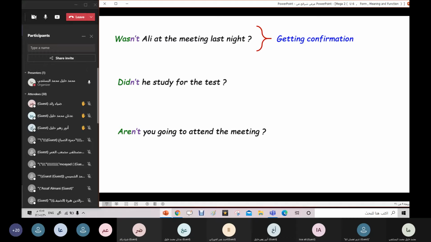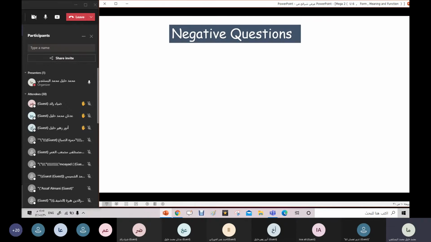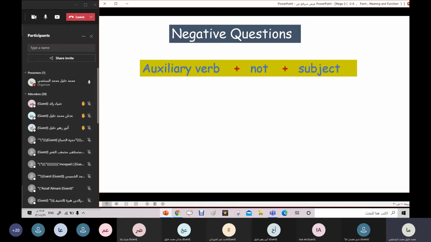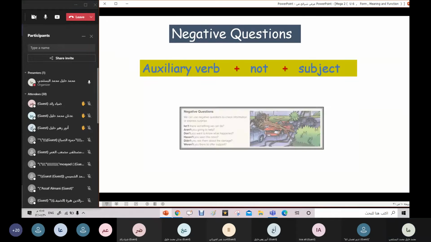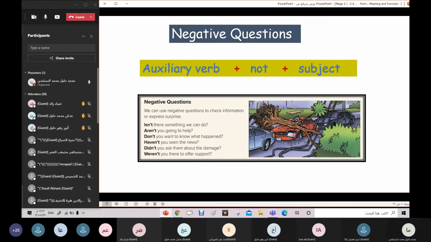Good. So we use negative questions for getting confirmation or information, or showing surprise. Didn't you study for the test? You show you're surprised, getting confirmation or information. Aren't you going to attend the meeting? Urging someone to take action. This is about the negative questions. Look at the form. We use the auxiliary verb with the negative plus the subject.